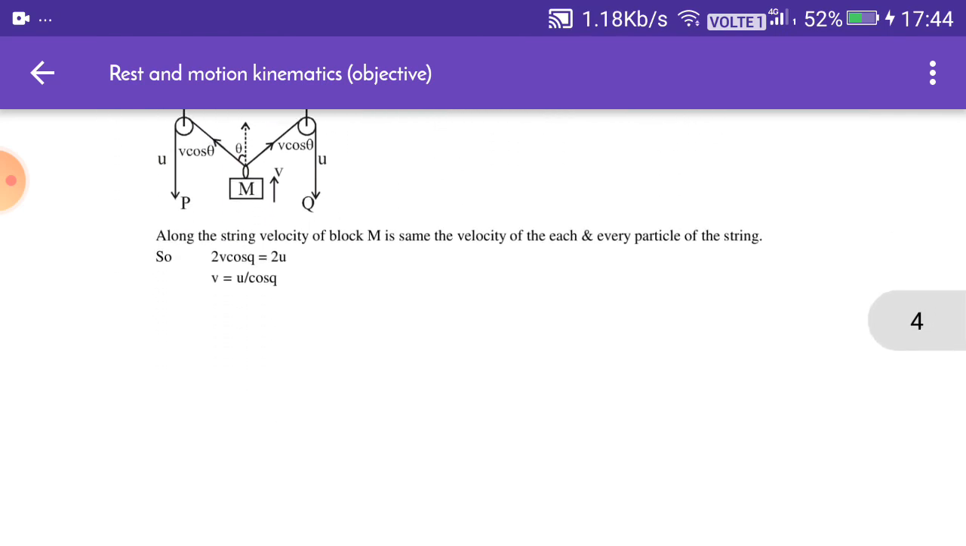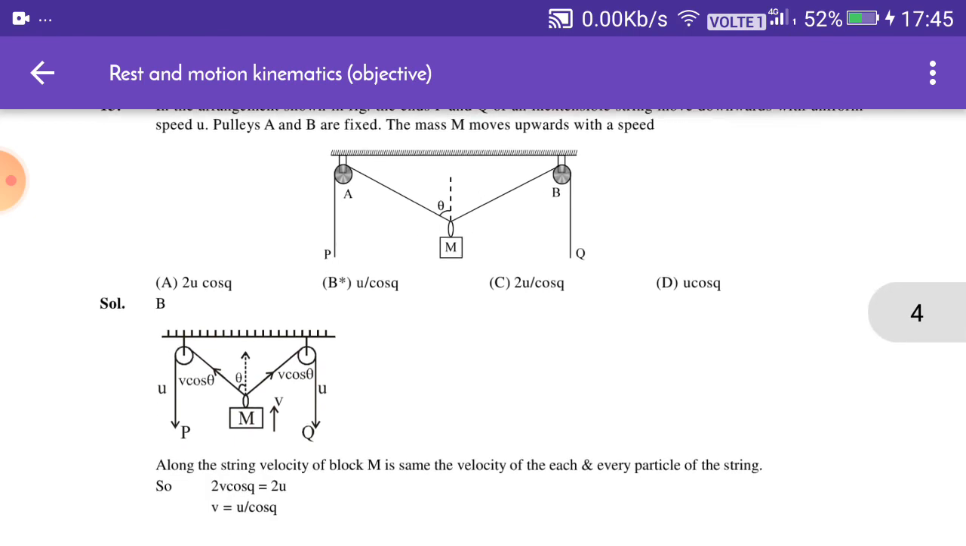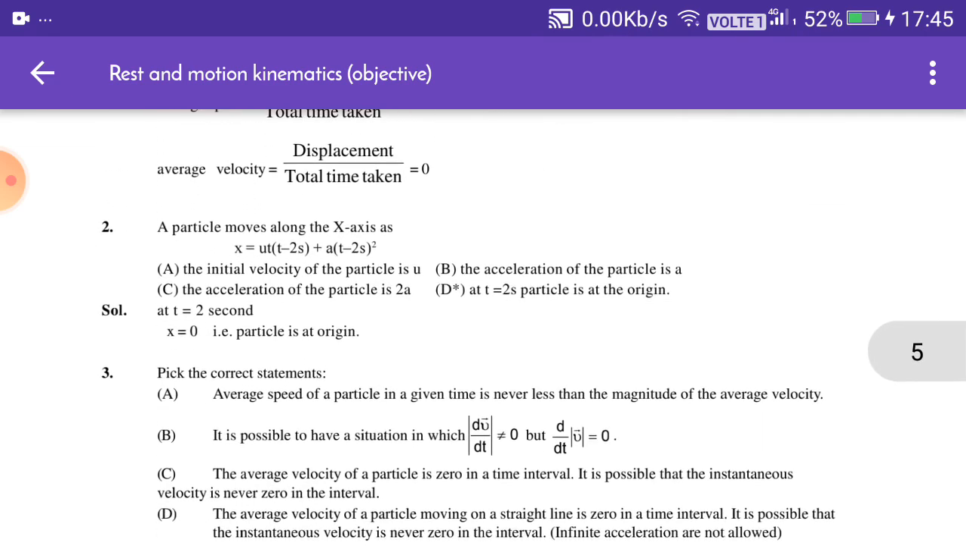Now let's see along the string the velocity of the block m. The velocity of block m is in the upward direction and the initial velocities of each and every particle of the string are in the downward direction. So 2v cos theta is equal to 2u. So v is equal to u by cos theta. Instead of cos theta, in this question they consider a different angle. Okay, now let us go to some more.